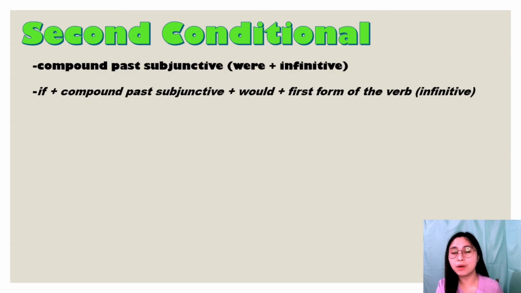There is also another structure for the second conditional type: compound past subjunctive, where plus infinitive. That is to write or express: if plus compound past subjunctive plus would plus first form of the verb, or infinitive.